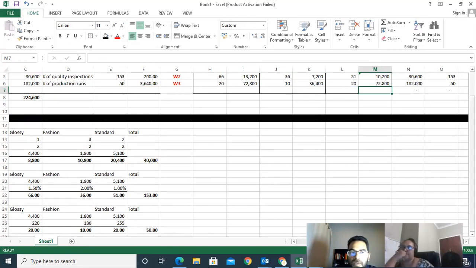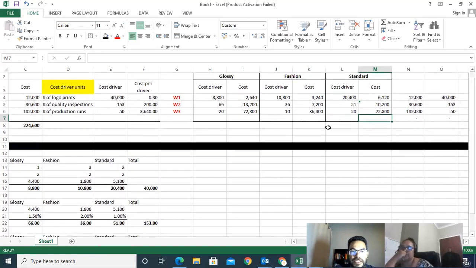Now you can get the cost to each product. So to glossy, the total fixed overheads allocated is 88,640. To fashion, the total cost allocated is 46,840. And for standard, the total cost is 89,120, and that gives you the total of 224,600.